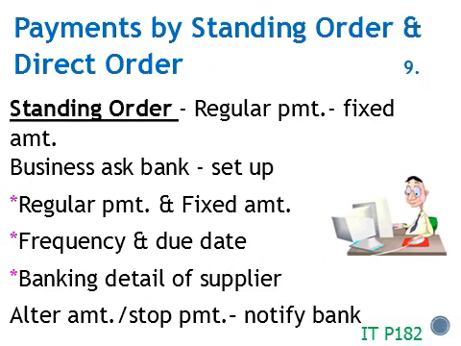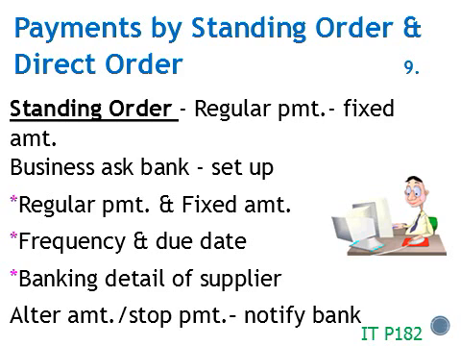9. A standing order is a regular payment of a fixed amount. The business needs to ask the bank to set up a standing order. A business needs to tell the bank that it would like a standing order arrangement for regular payments, and that each payment will have a fixed amount. The business would need to specify to the bank the amount, frequency, and due date of the standing order, and give the bank the banking details of the supplier to which the payments are being made.